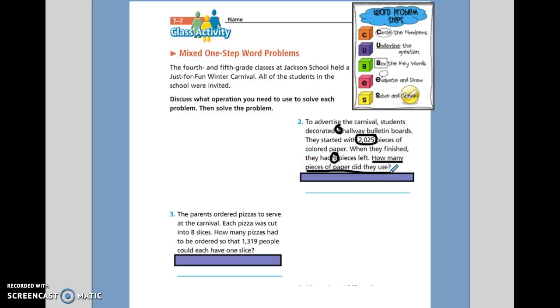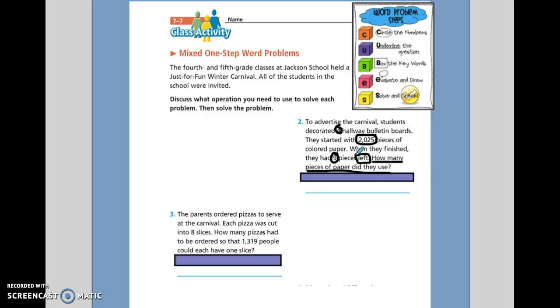All right. We're going to box any keywords that we see. So let's see. We want to know how many pieces are left. I think that's a keyword there from the pieces of paper. Okay. And then we evaluate and draw.